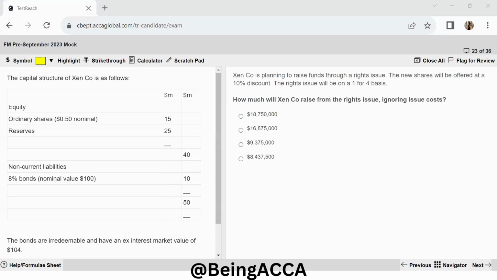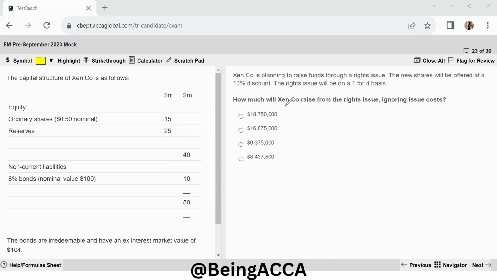Right. So the next requirement is Zen Company is planning to raise funds through a rights issue. The new shares will be offered at a 10% discount. The rights issue will be on a 1-for-4 basis. That means if someone has 4 shares, only then he will be getting 1 share, right? So what is the requirement over here? The requirement is how much will Zen Company raise from the rights issue, ignoring the issue costs, right?